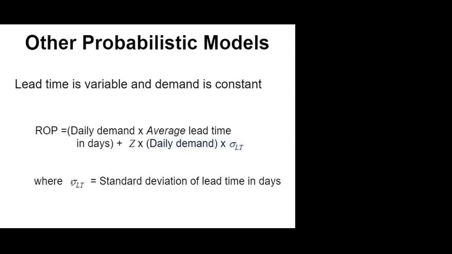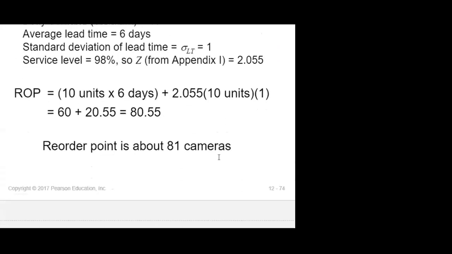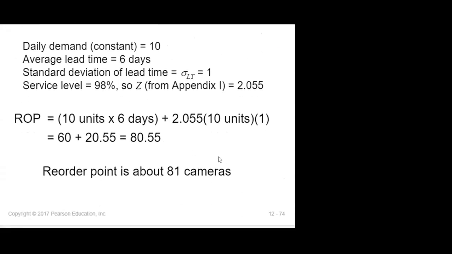So what is the sigma of LT? That's the standard deviation of lead time. I told you, whenever one of these is variable, is changing, the standard deviation will be given. That's the best way to know which formula to use. If the standard deviation of lead time is given, this formula. If a standard deviation of demand is given, the previous formula. If both of them are given, the next slide formula will be used.